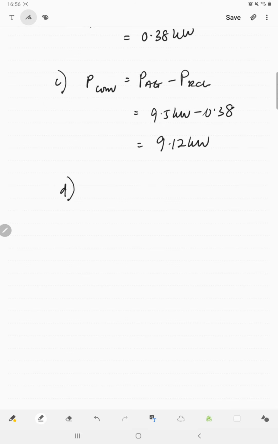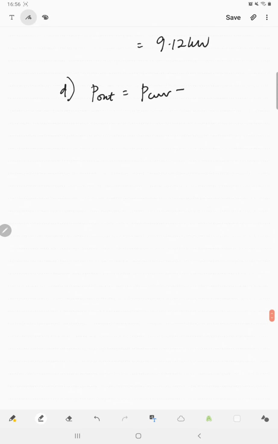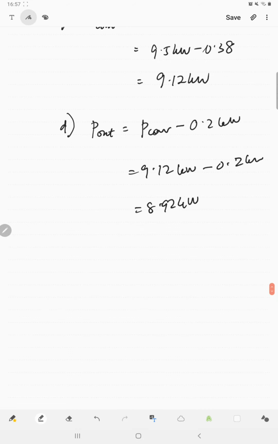Now the next part is the mechanical power delivered to the load. Delivered to the load means the output power. So the output power is obviously P converted minus whatever losses we have here, which are the mechanical losses or the windage and friction losses. It is given that the windage, friction and stray losses amount to 0.2 kilowatt. So we have 9.12 kilowatt minus 0.2 kilowatt, which is 8.92 kilowatt. This is the output power, or the mechanical power delivered to the load.